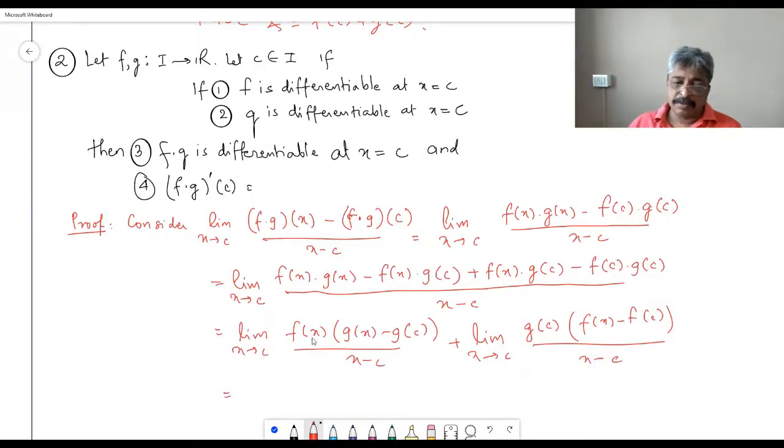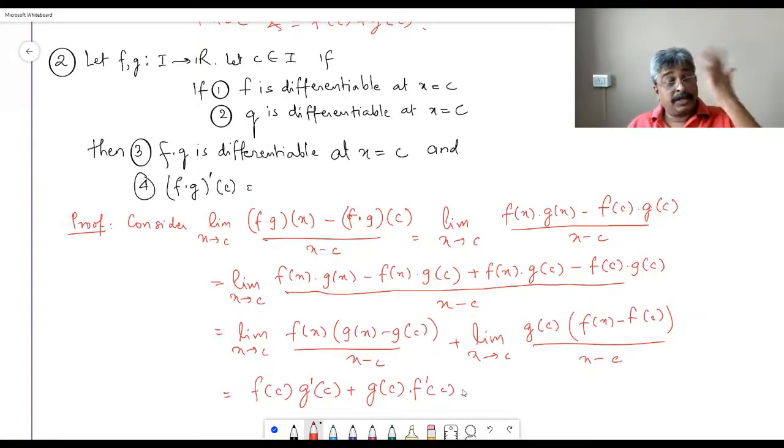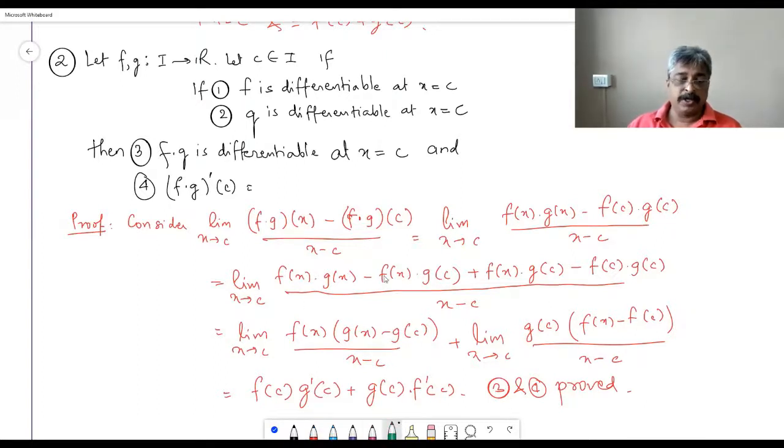Okay, one more time I can split this limit. Limit x tends to c of f of x is f of c, and limit x tends to c of g of x minus g of c upon x minus c is g dash of c, plus g of c into f dash of c. That is what you eventually get, and hence it is differentiable, and 3 and 4 are proved. I have to complete that 4 over there: 4 is f of c into g dash of c plus g of c into f dash of c. Good.